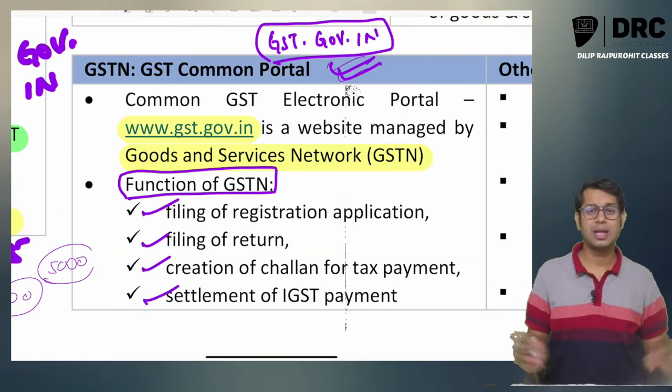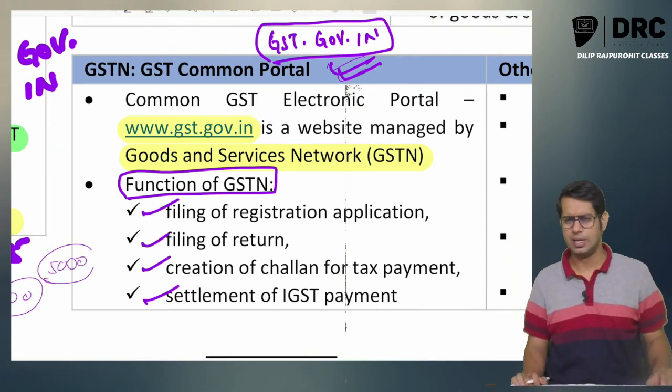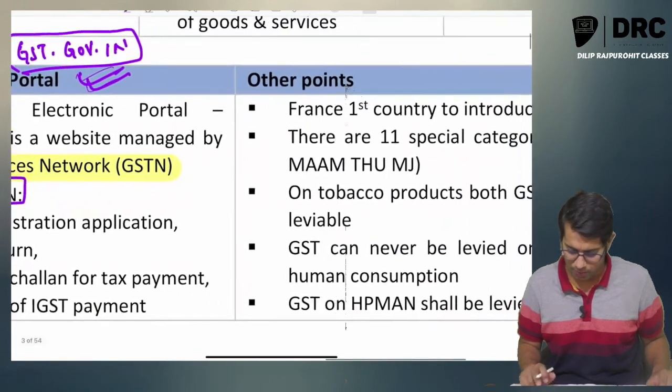Whatever IGST you are paying, the settlement, etc., you don't have to do the settlement. Everything will happen over here only. So this is about the GST common portal.